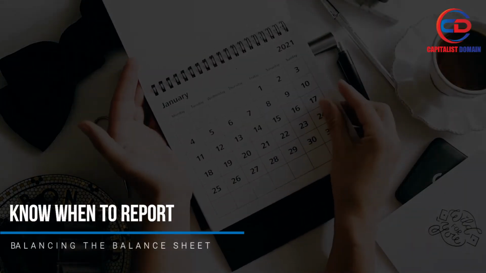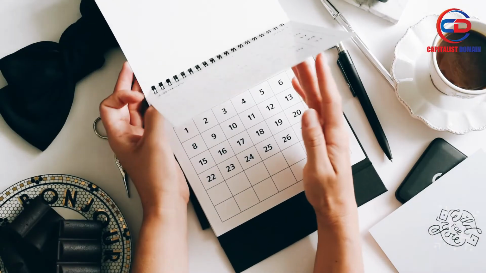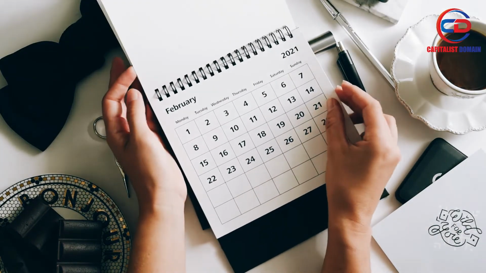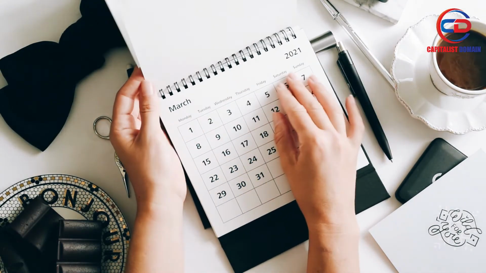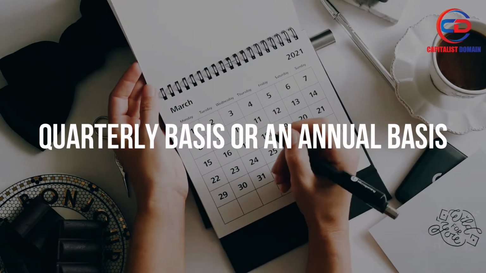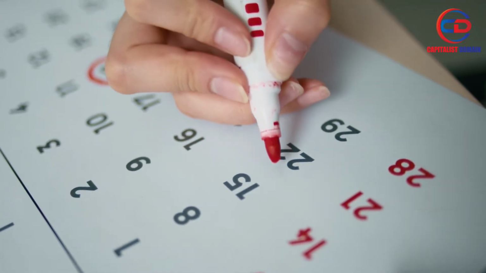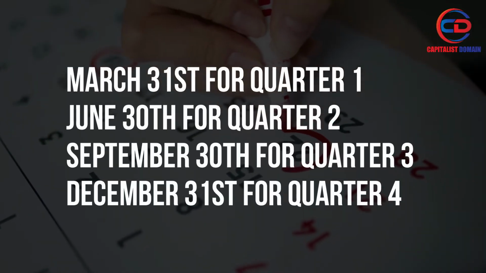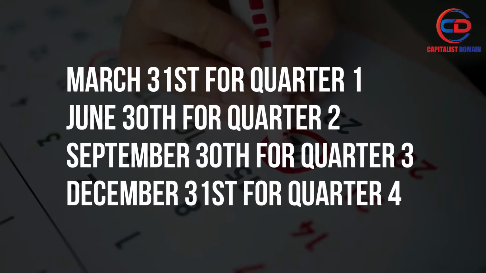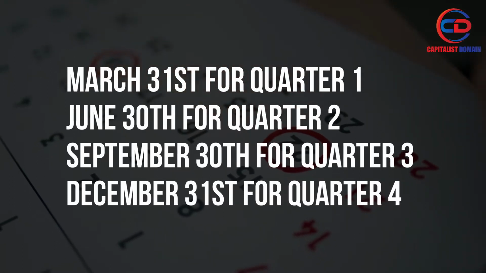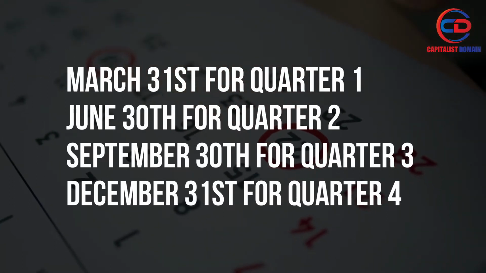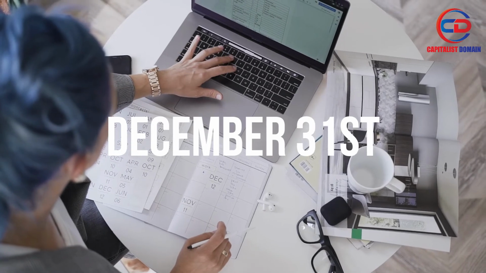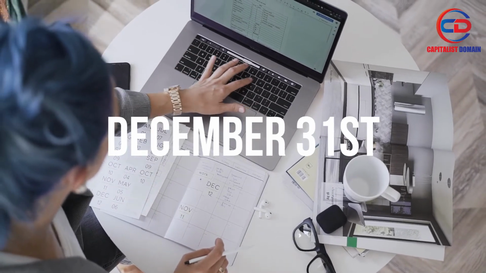Step 1. Know when to report. To do this, you have to determine first if the reporting period is done on a quarterly basis or an annual basis. For those done quarterly, it falls on March 31st for quarter 1, June 30th for quarter 2, September 30th for quarter 3, and December 31st for quarter 4. For annual reports, it usually falls on December 31st.